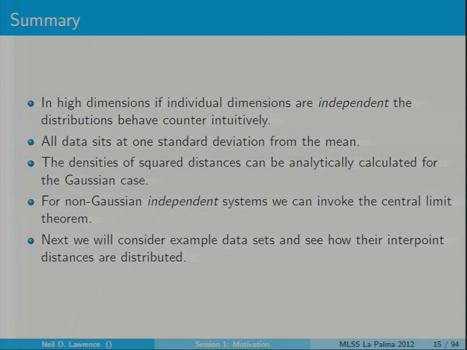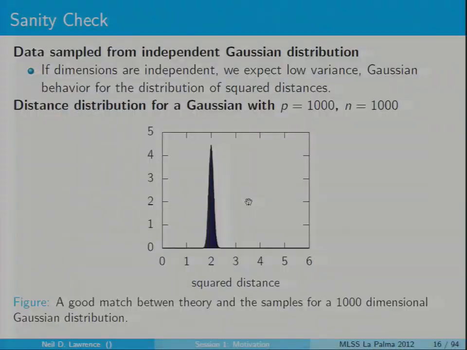We can compute these densities of square distances analytically for the Gaussian case, and for non-Gaussian independent systems we can invoke the central limit theorem. So let's see how this applies for some real data. What we're going to do now is see that there's this problem, and we can compute the theoretical interpoint distance between two data points, and it's valid because of the central limit theorem for any data set if the features are independent. So here are some example data sets.